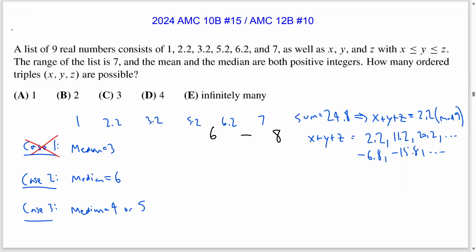Now, if we look again at the sum of x plus y plus z, we see that 20.2 is very likely. It turns out that this will be the sum. This is going to imply that the remaining number will be 6.2. So this gives one and only one possible triple xyz, which is 6, 6.2, and 8.